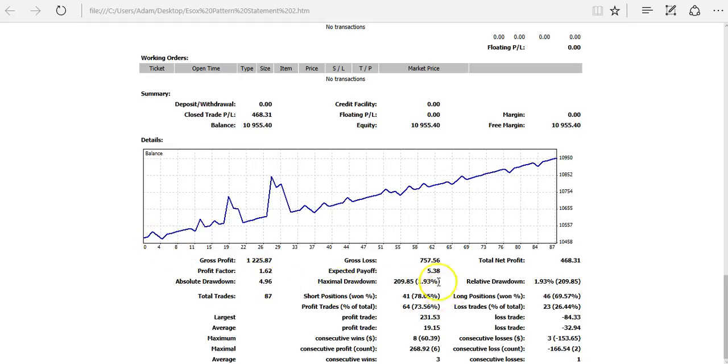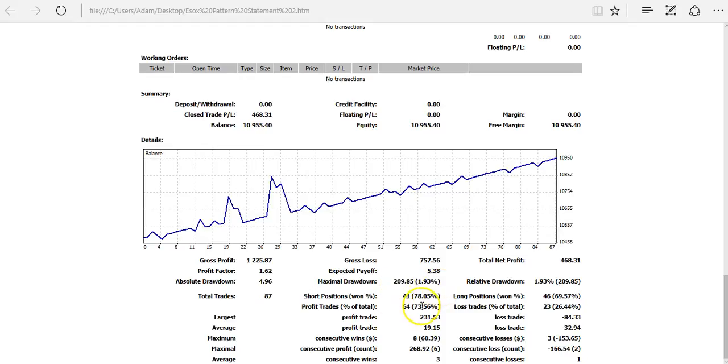Our maximal drawdown of 1.93%, once again very good. In dollar terms, amounted to $209.85, and that would be essentially this peak here minus this trough right here, where it dipped right back down. So the difference between this point here and this point here equates to $209.85, or 1.93% of the balance.